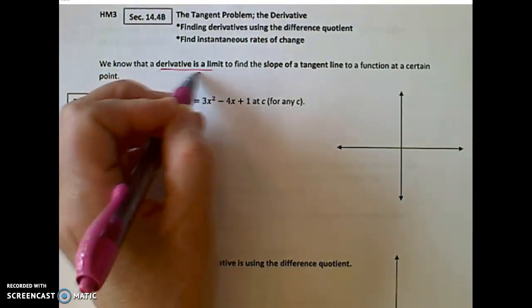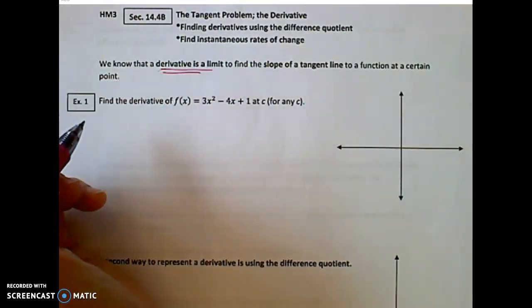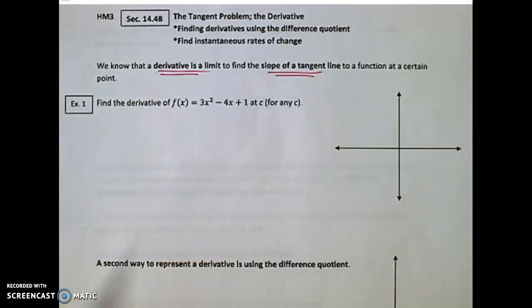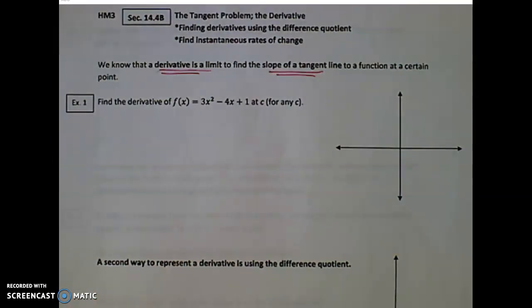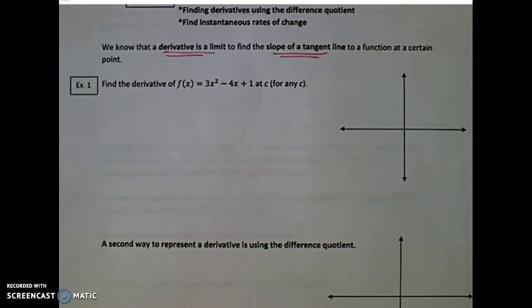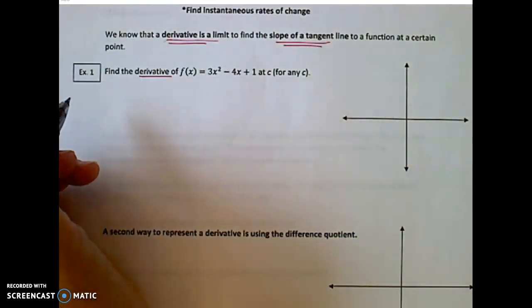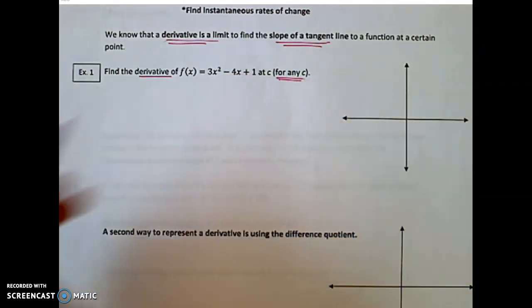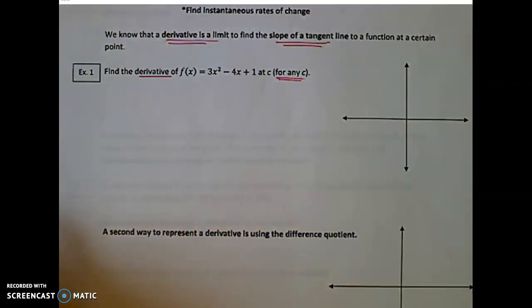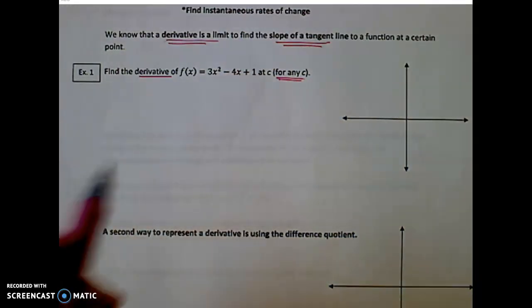We have seen that a derivative is simply a limit to find the slope of a tangent line to a function at a certain point. We can find the derivative at a single point if we have a value, or we can find the derivative, slope of a tangent line, for any value c. This will be a formula for the derivative.